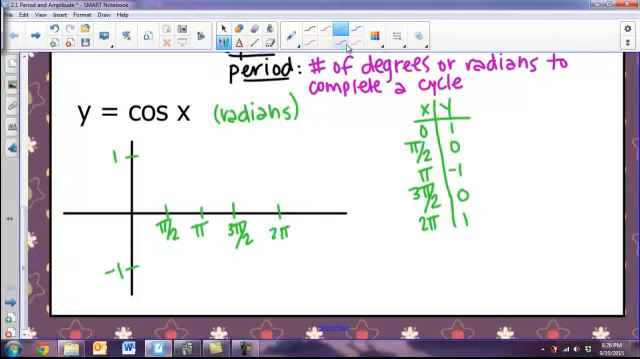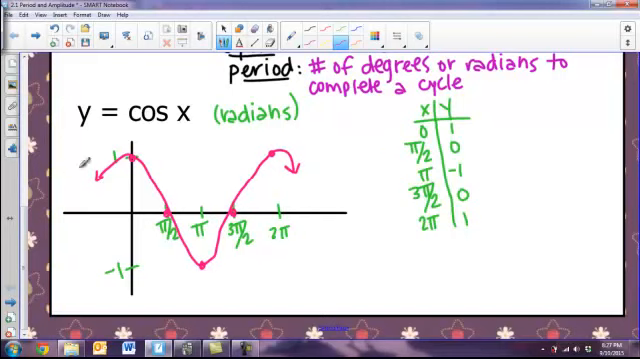Okay, so I'm going to go ahead and graph those. So I have 0 goes with 1, pi over 2 is 0, pi is negative 1, 3 pi over 2 is 0, and 2 pi is 1 again. And again, we have that sinusoidal action going on. So this is going to be connected with a nice curve, maybe. I tried really hard to do that. And it's going to just continue to follow that same pattern.